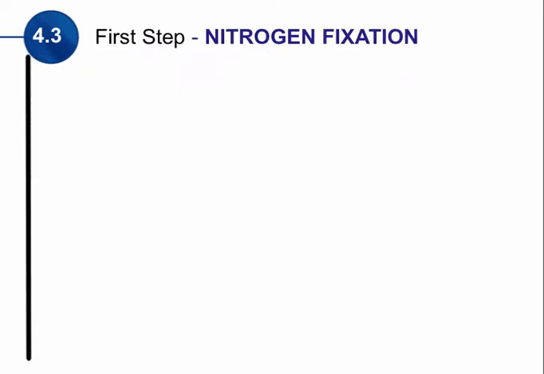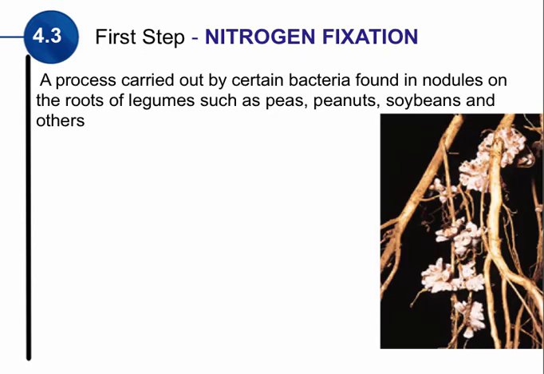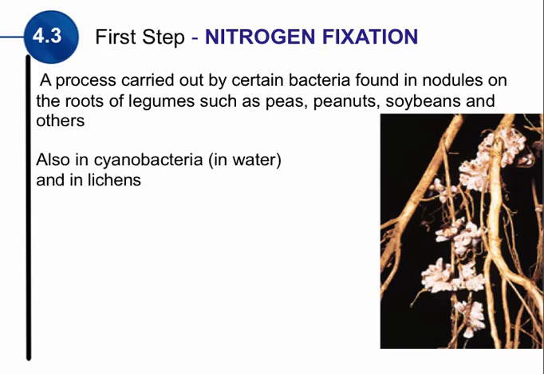And the first step in the nitrogen cycle is nitrogen fixation. What nitrogen fixation is, it's a process that's carried out by bacteria found on the nodules of roots of legumes such as peas, peanuts, soybeans, etc. So these little nodules, this bacteria that's found in those nodules of these root vegetables. This can also occur in water in something called cyanobacteria, and also the process can occur in lichens. And this idea of nitrogen fixation, it occurs with this bacteria.